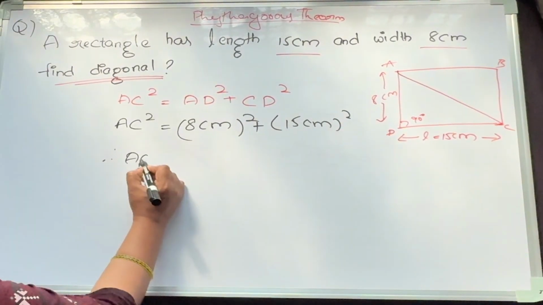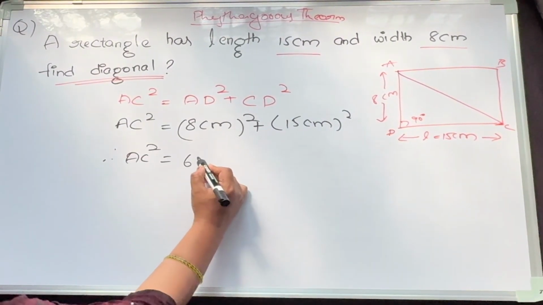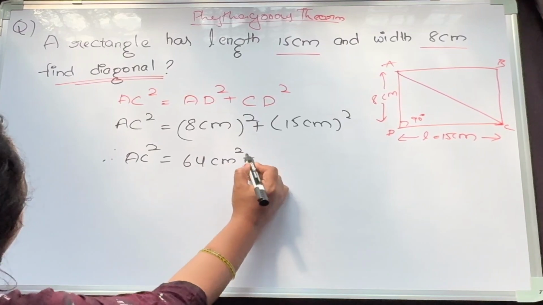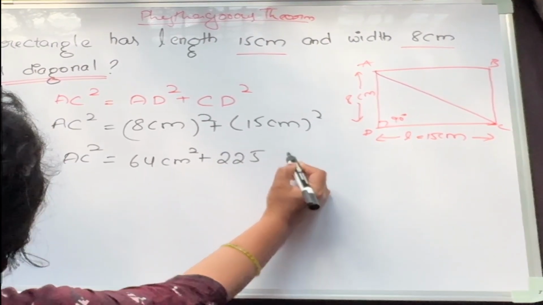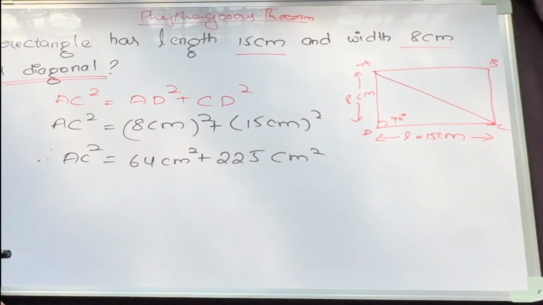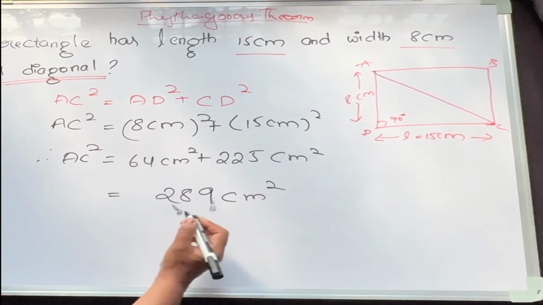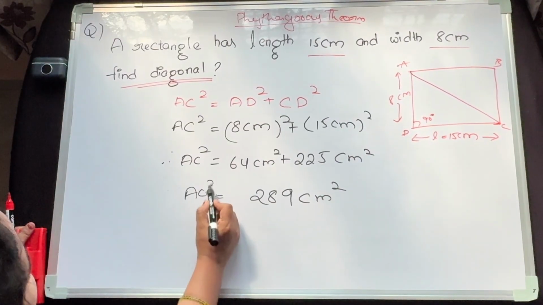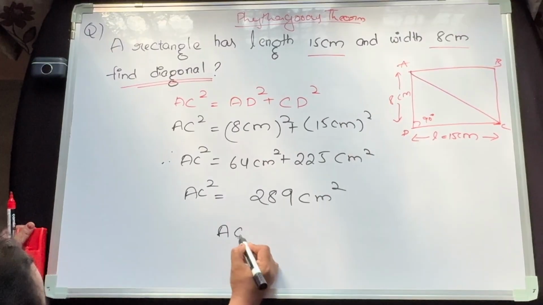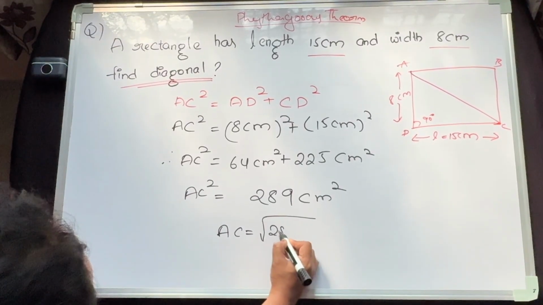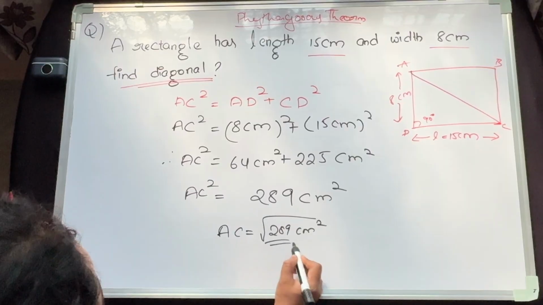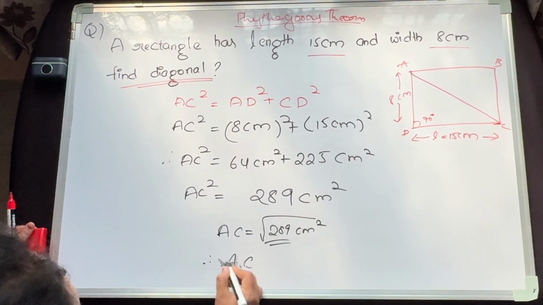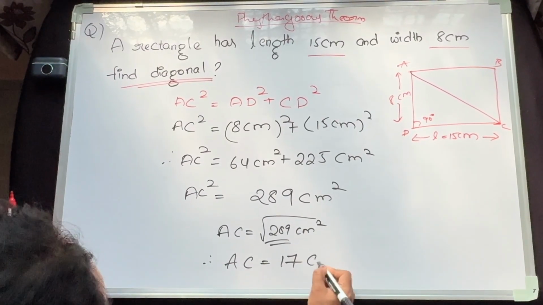Therefore, AC square is equal to 64 plus 225. Okay, 289. AC square is equal to 289 centimeters square. AC is equal to root 289 centimeters. Here, for 289, we will get AC is equal to 17 centimeters.